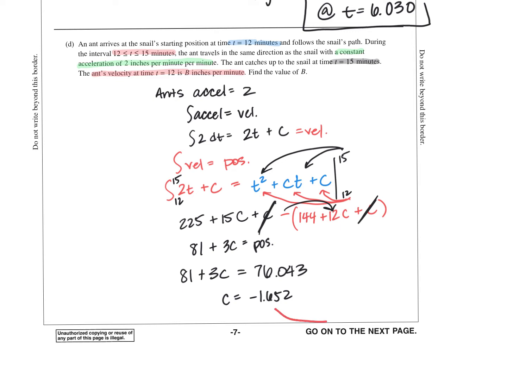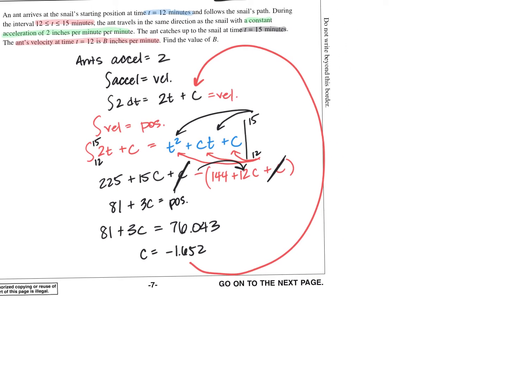So can this take my c's spot here? Certainly. Because it's asking the ant's velocity at time t equals 12 is what? This is my ant's velocity. We solved for c. We can go plug that in here. And it says when t is 12. So let's go find my velocity if t is 12 and my c is negative 1.652. Thank goodness for calculators. Go ahead and see what your final answer is. What'd y'all get? 22.348.